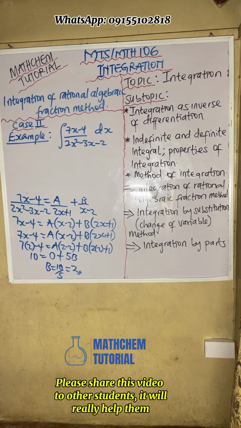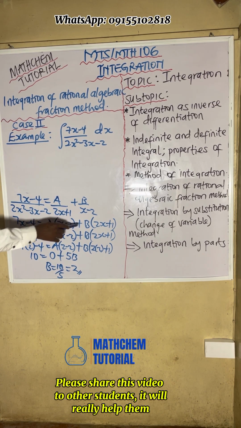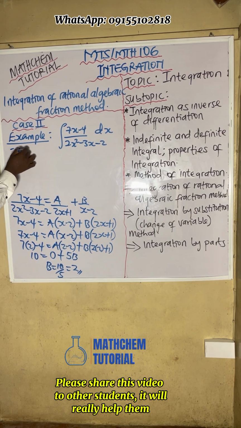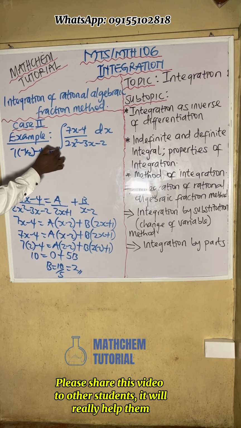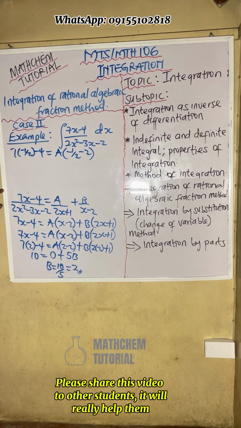So getting a now is not going to be when x equals minus 1 over 2, because from here we can say 2x plus 1 equals 0, and if you equate it to 0, then our x is going to be minus 1 over 2. So we're going to insert minus 1 over 2 in this same expression as well. So that will now be 7 in bracket minus 1 over 2 minus 4 equals a in bracket minus 1 over 2 minus 2.